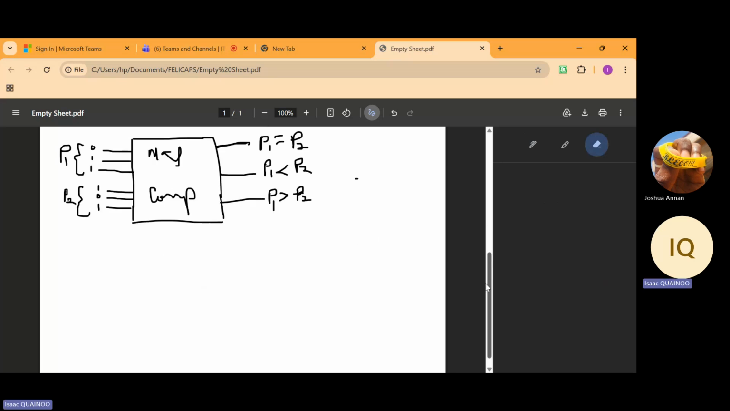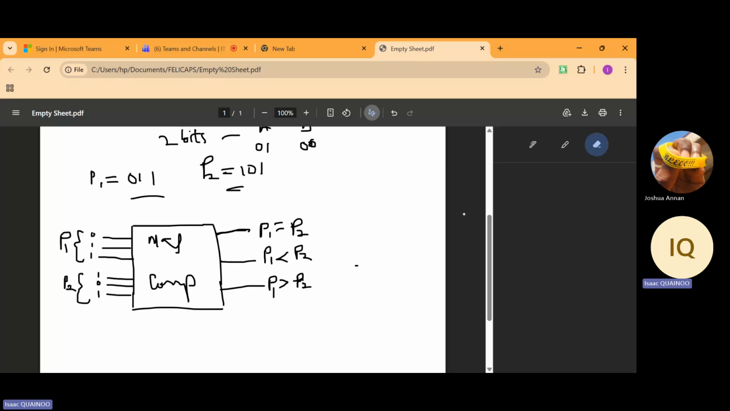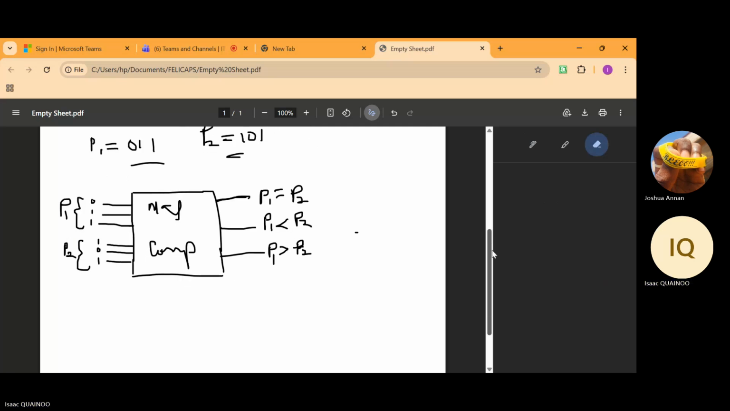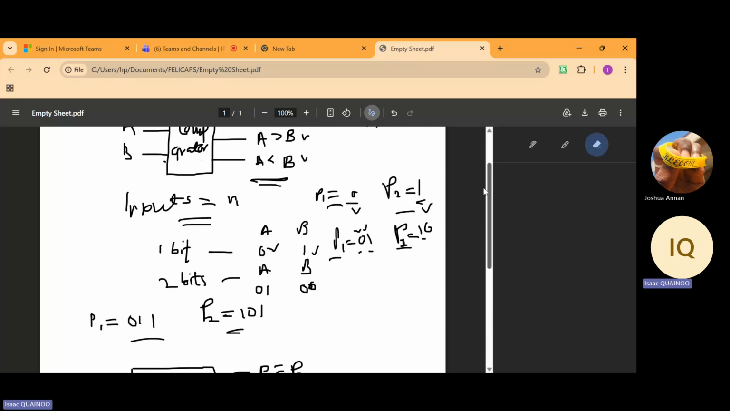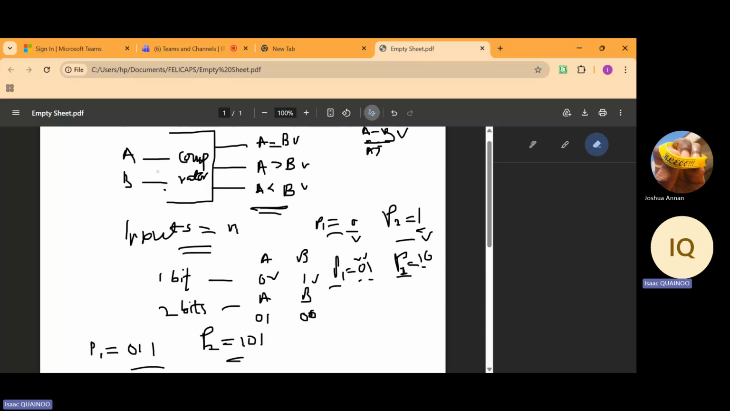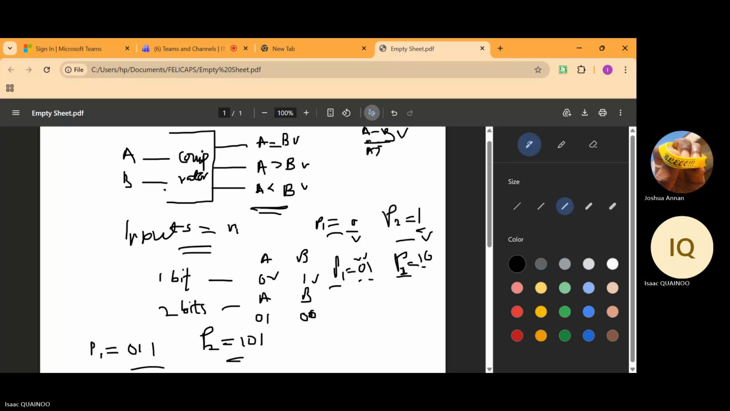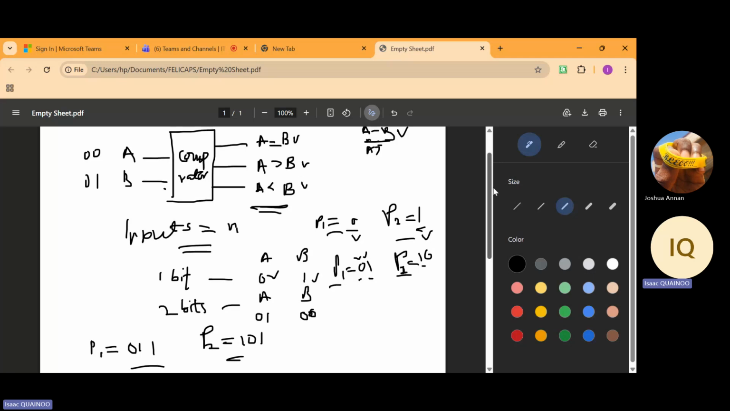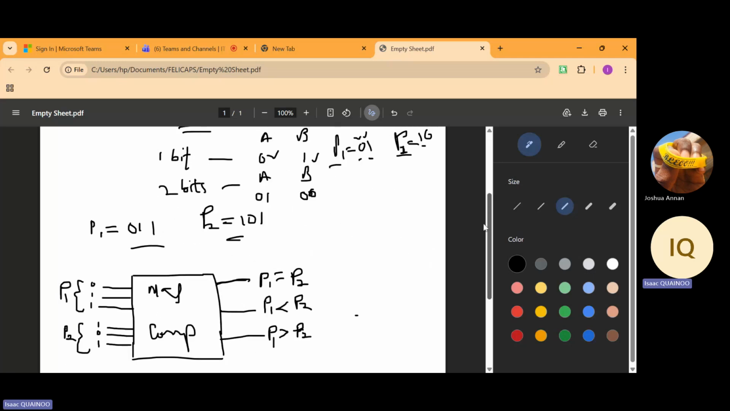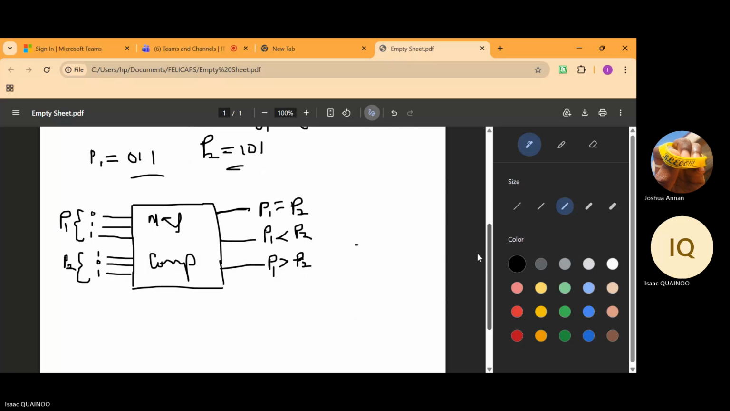So this is our block diagram for a 3-bit magnitude comparator. This right here that we see is that of a 2-bit magnitude comparator. Assuming here is 0, 0, and here is 0, 1, then this becomes a 2-bit magnitude comparator. But if it's just A is 0 and then B is 1, then it becomes a 1-bit magnitude comparator.